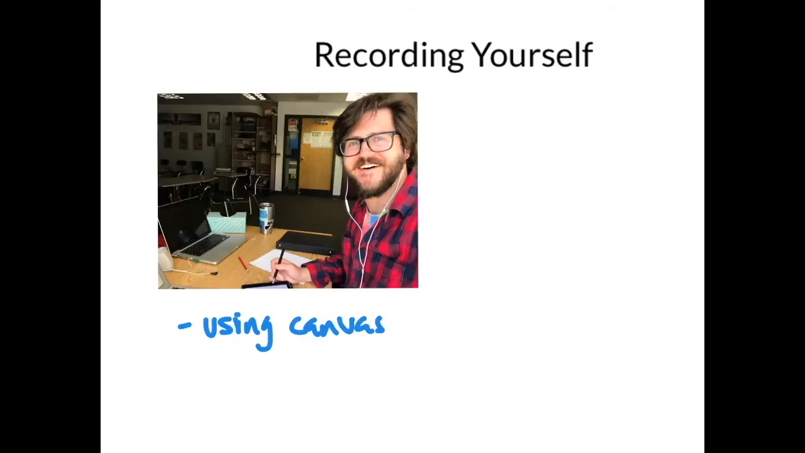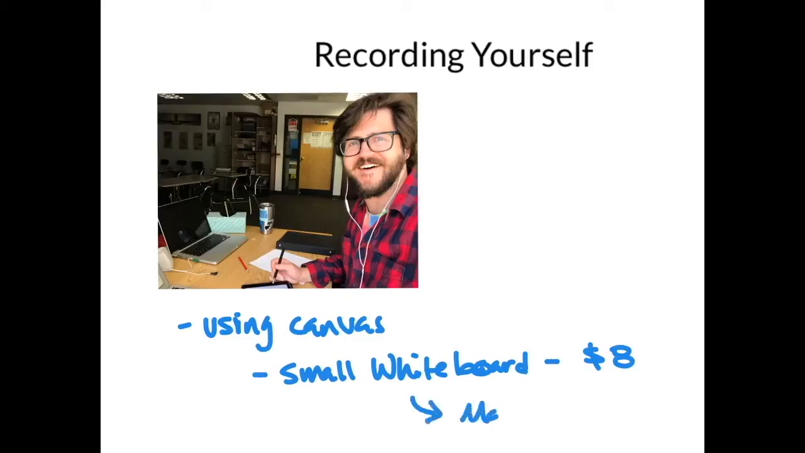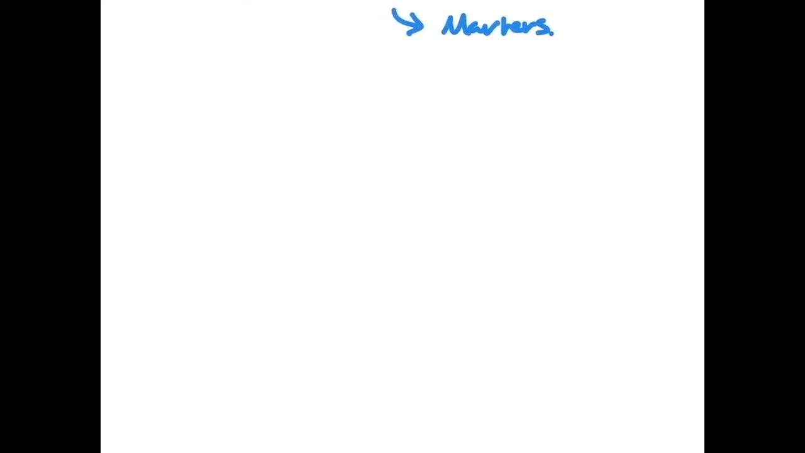Using Canvas, you'll need to go out and get a small whiteboard. I've looked on Amazon, and a small whiteboard is around $8. You'll want to get some whiteboard markers as well. Those are a little expensive too, but you can get them at any Target, Walmart, whatever, and you can also get a small whiteboard at those same places. So what I'm going to do is show you how to record yourself doing math on Canvas using the whiteboard.